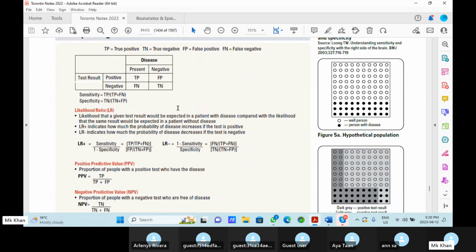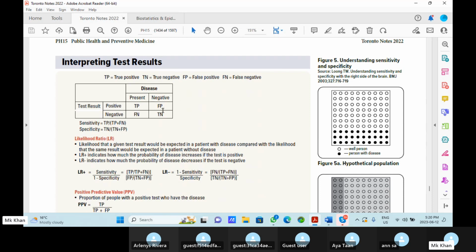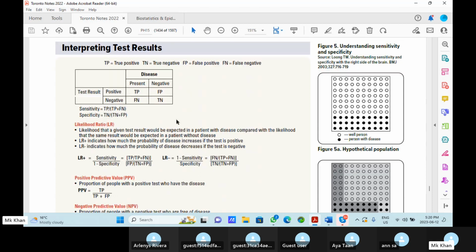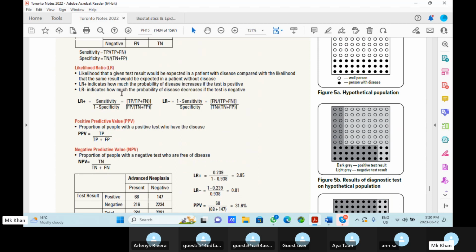So now this is interpreting test results. This is our 2 by 2 table that we just did: true positive, true negative, false positive, false negative. Sensitivity is this one, and specificity is this one. And then what is the likelihood ratio? The likelihood ratio is how likely a given test result would be expected in a patient with disease compared with the likelihood that the same result would be expected in a patient without the disease. So there is likelihood ratio positive and negative.